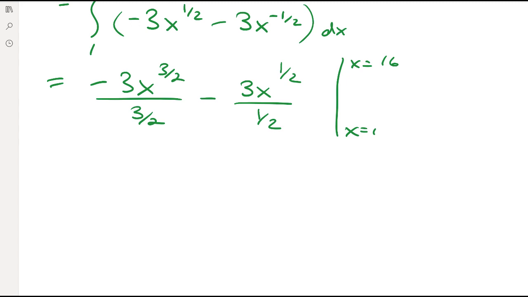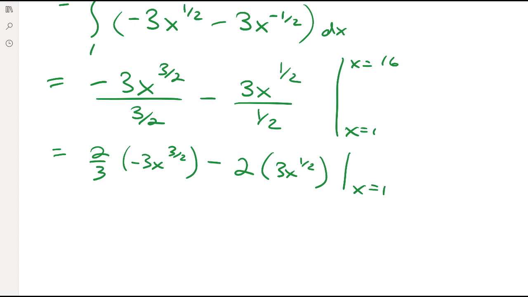All right. So let's see here. I definitely want to clean this up. So dividing by 3/2 means we're going to bring up a 2/3. So this is 2/3 times a negative 3x to the 3/2 minus the reciprocal of a 1/2, which is 2. So it's going to be 2 times 3x to the 1/2. And we still got to evaluate it from x equals 1 to x equals 16.